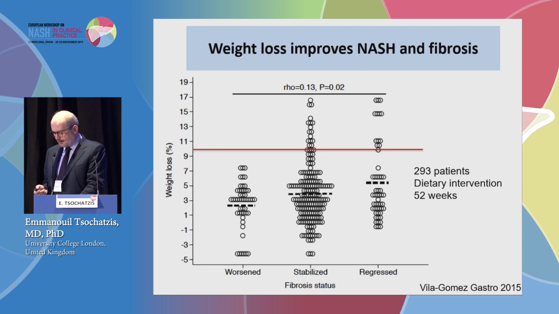And when we look at available data, for instance, this is a study from Cuba, where 293 patients had a diet intervention and were biopsied again after 52 weeks. And you can see that patients who lost 10% of their weight, the disease, this is fibrosis, either stabilized or even improved. So you can get results with weight loss even in the short term.